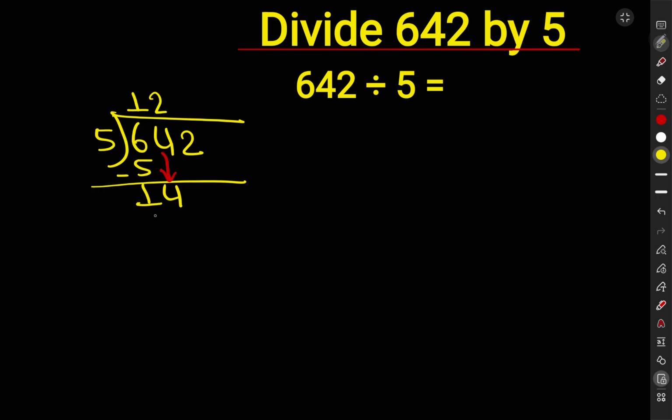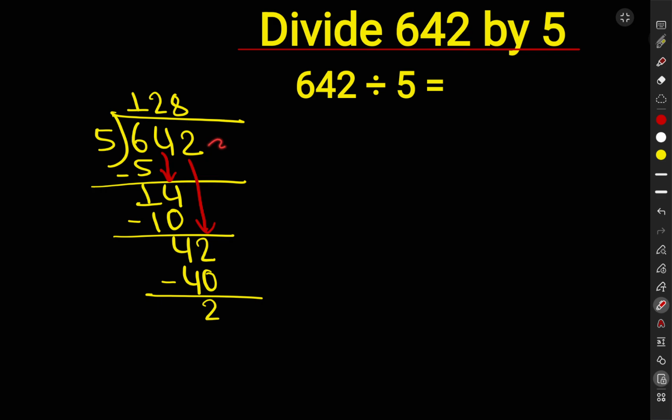5 times 2 is 10. On subtracting we get 4. So again we put down this 2 and it is 42. So 5 times 8 is 40. On subtracting we get 2.